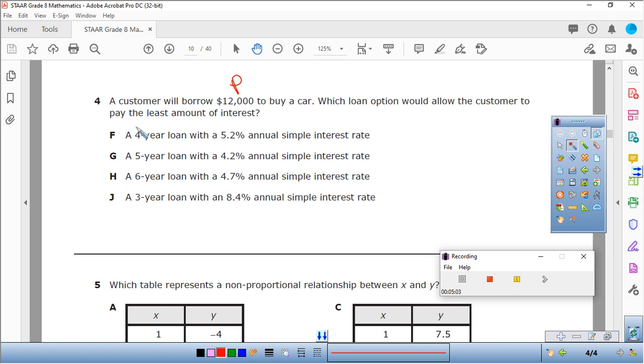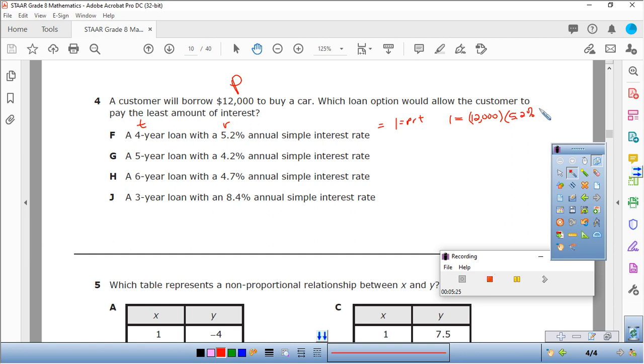For each one, this is going to be your P, each one of these will be your terms, and these would be your rates. They want the simple interest. So for this one, you're going to go I equals PRT: I is equal to 12,000 times the rate of 5.2% times 4. This next one will be the same thing with these new numbers: 12,000 times 4.2% times the term of 5.